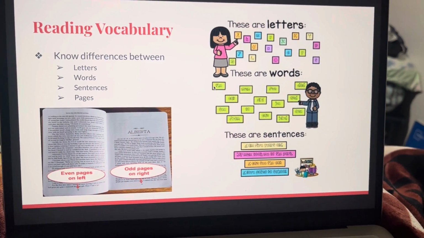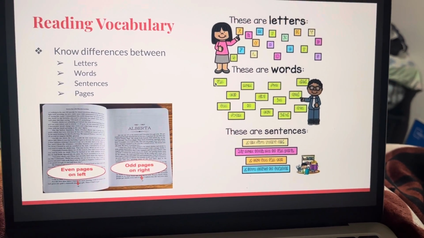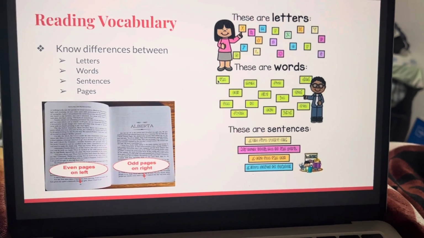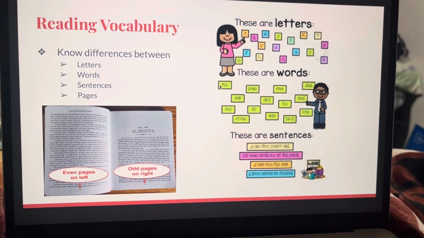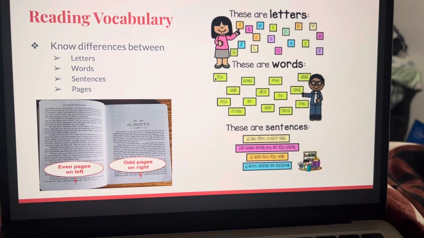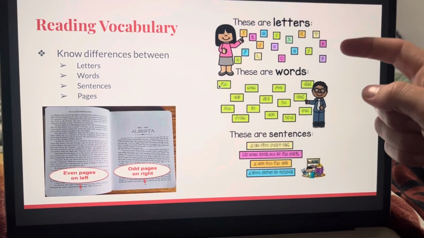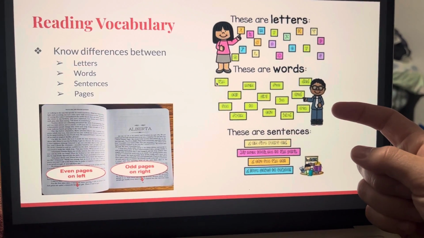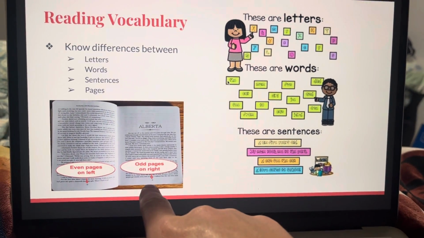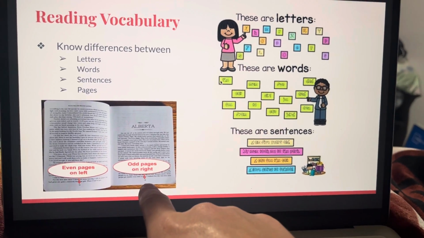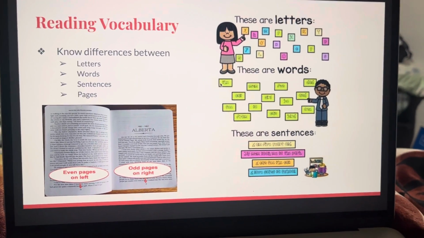Reading vocabulary. You have to know the difference between letters, words, sentences, and pages. These are letters. These are words, and these are sentences. You have to know the letters and the sounds to make the words to create the sentences. You also cannot read the page numbers as part of your reading. The page numbers tell you what page you are on in a book.